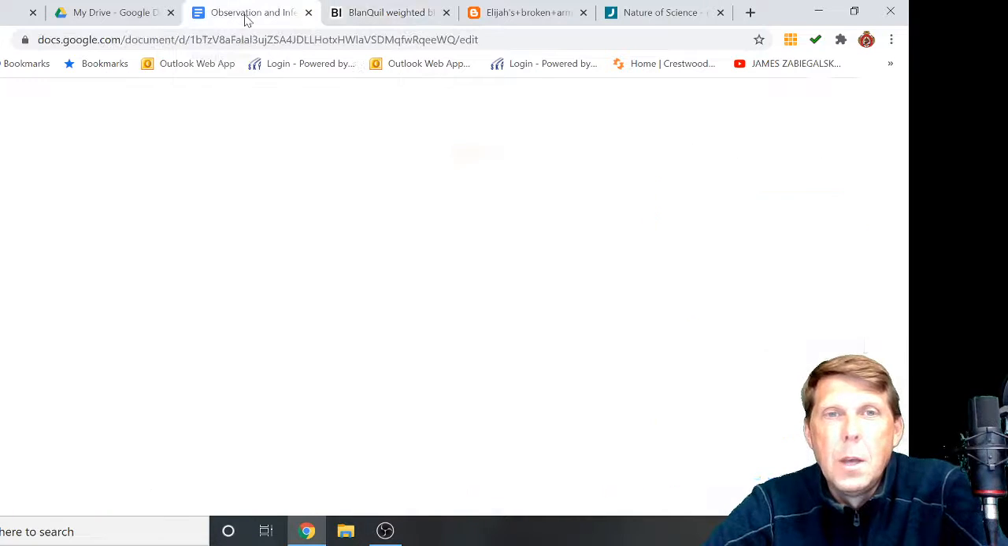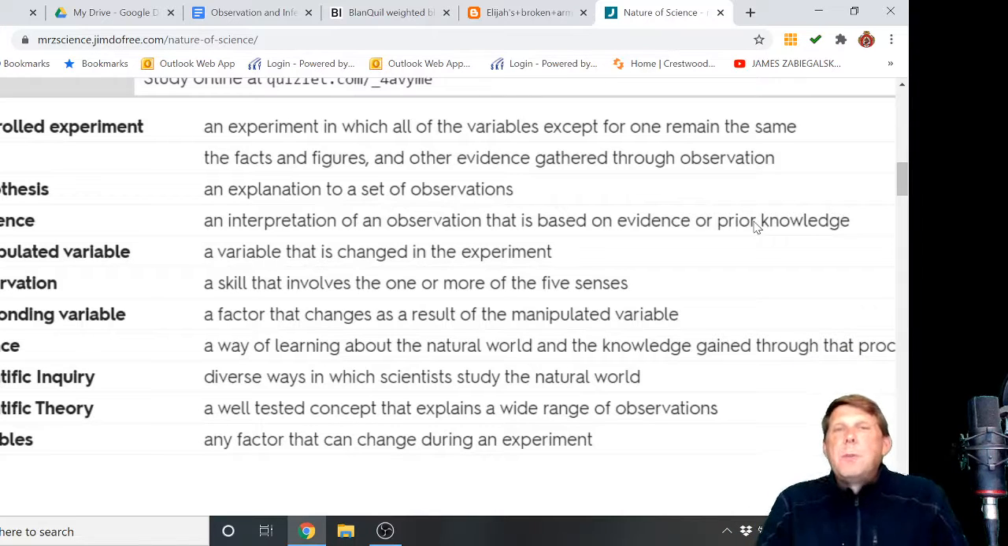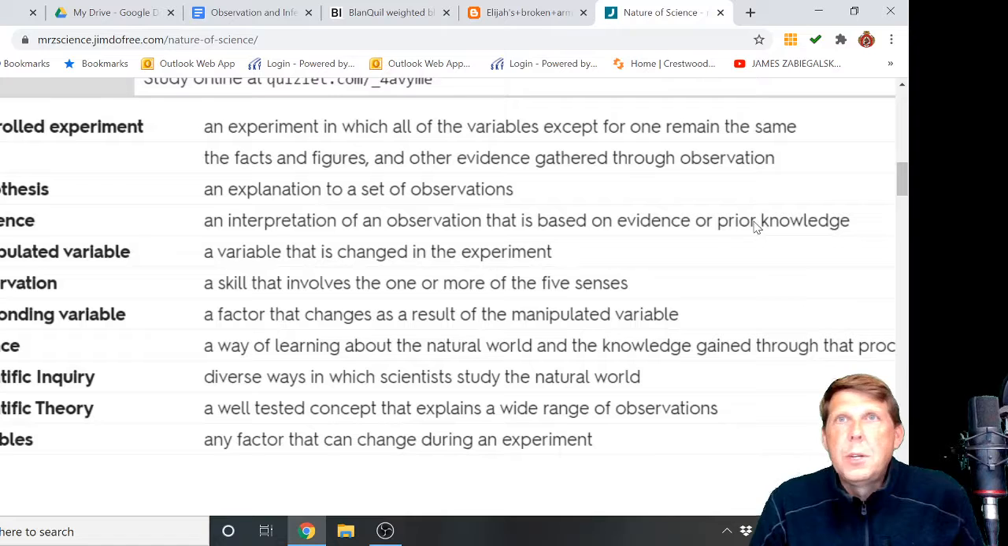Okay. So what I'm going to do is go back to this classroom. So observation is a skill that involves one or more of the five senses. An inference is an interpretation of an observation that is based on prior knowledge. So in science, we have to infer things sometimes. We look at something, we make an inference.